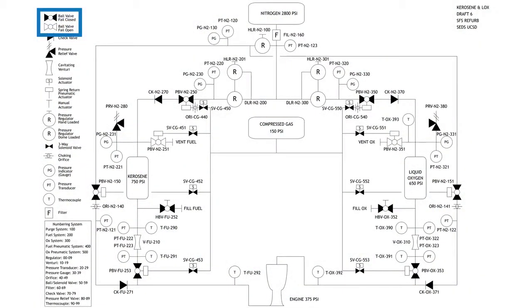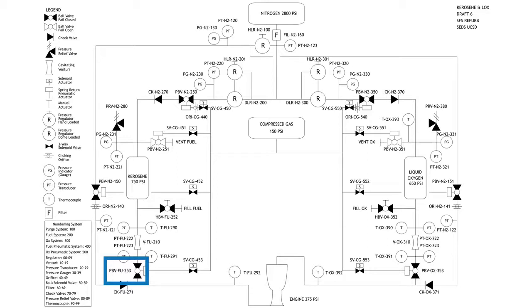And then on this PID, there's ball valve fail closed or ball valve fail open. Ball valve fail closed means that when the system is in its normal state, that valve will always be closed. If you look at the bottom left where it says PBV FU 253, that's the main fire valve. When we open that, propellants will be allowed to flow to the engine. So in the bottom left, that's a normally closed ball valve.